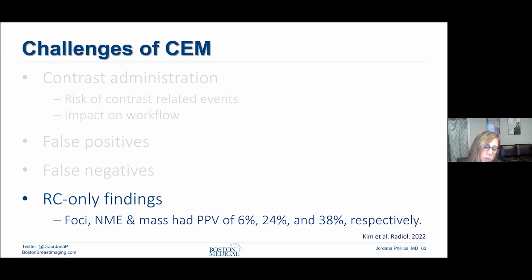And why that's an implementation challenge is, what do you do in these circumstances? The first thing you do is see if there's a low energy correlate, because then maybe you can do a stereo or tomosynthesis guided biopsy.